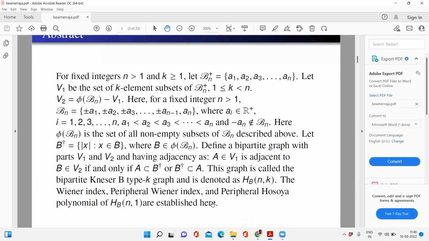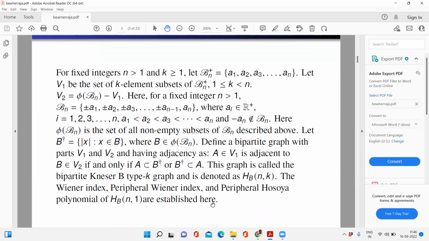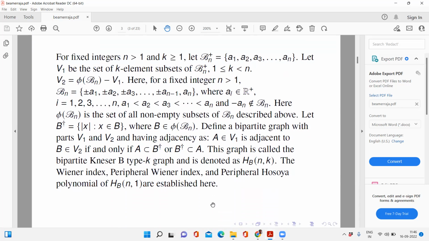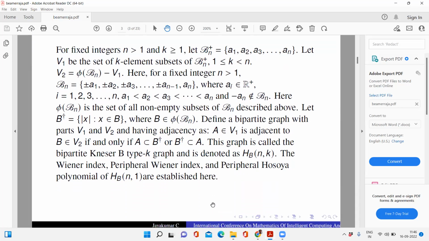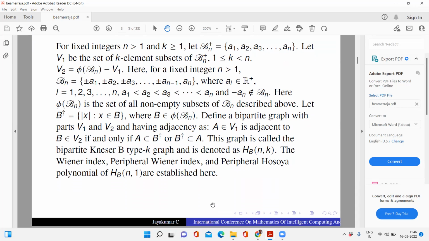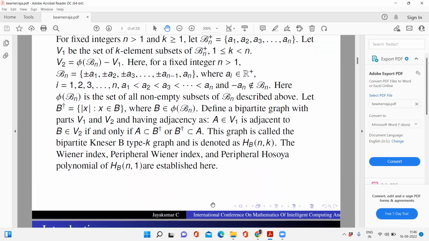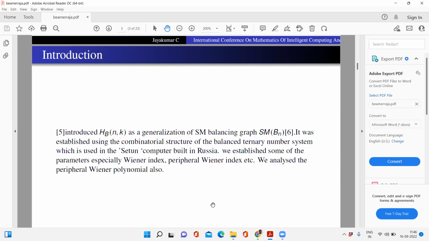Now we associate a bipartite graph with partition V1 and V2. Here the adjacency is defined as the vertex A is adjacent to B if and only if A is a subset of B dagger or B dagger is a subset of A. This graph is called the bipartite Nasser B type K graph, and it is denoted as HBNK. In this paper, we derived the Wiener index, peripheral Wiener index, and peripheral Hosoya polynomial of HBN1. That is the case when K is equal to 1.